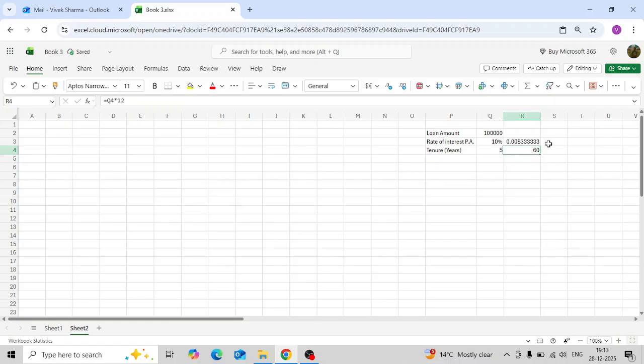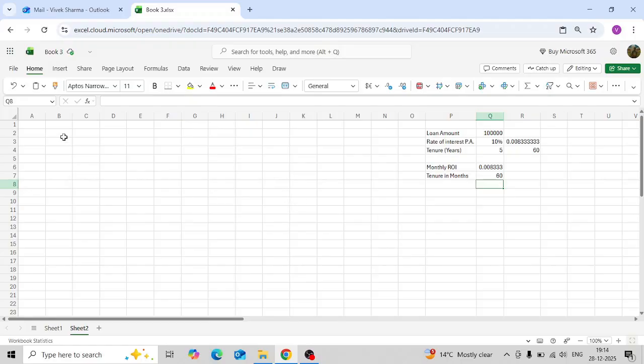So let me mention it here so that you should not be confused. This is the monthly rate of interest, and this is the tenure in months. This monthly rate of interest is nothing but this one, and the tenure in months is nothing but this one. Okay, now we have three components: loan amount, rate of interest, and the number of years that we are going to take for the loan.